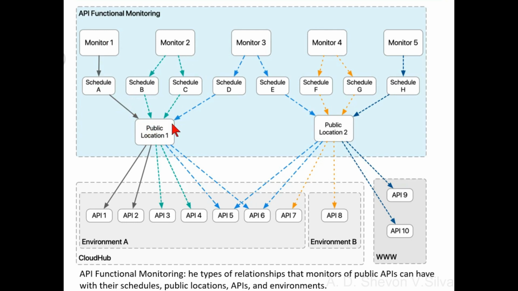The following diagram depicts the types of relationships that monitors of the public APIs can have with their schedules, public locations, APIs, and environments. Each type of relationship is indicated with a unique line style.